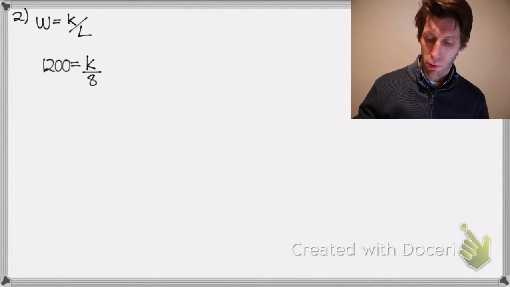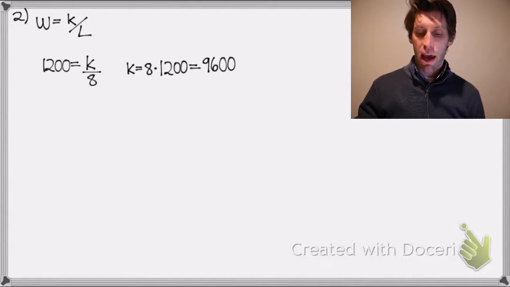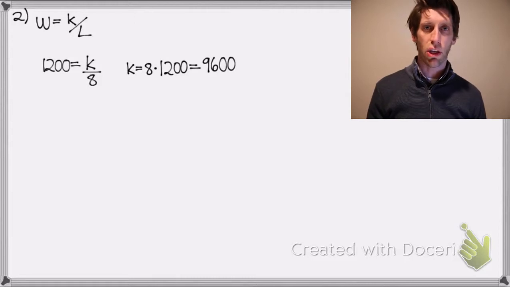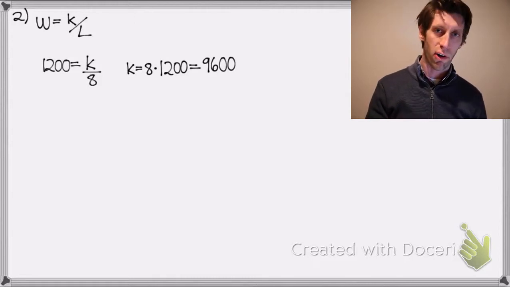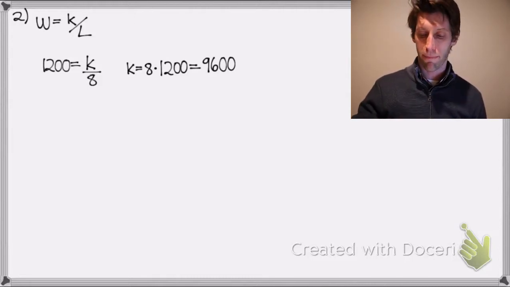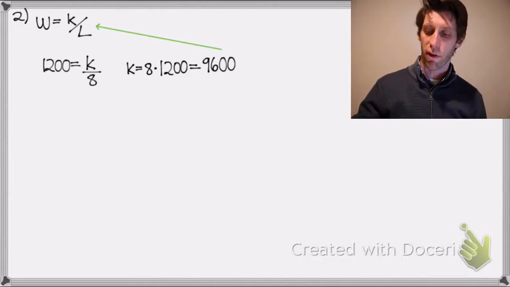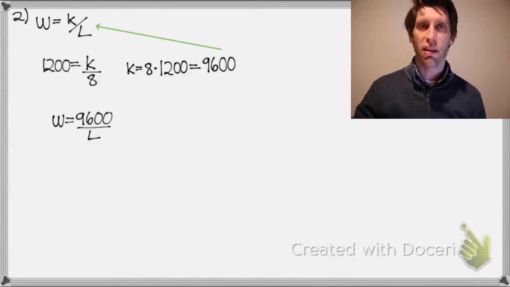Now we multiply both sides by 8 to solve for K, and we get that K equals 9,600. You'll notice that I'm not using units along the way here. I'm going to save those until the very end and throw my units on. So I take that K value and plug it back into the generic equation of variation. And that tells me that W equals 9,600 divided by L.